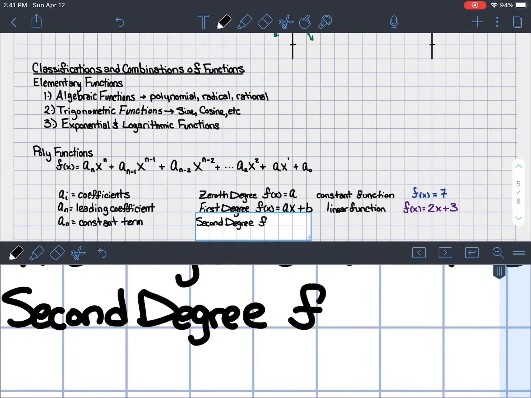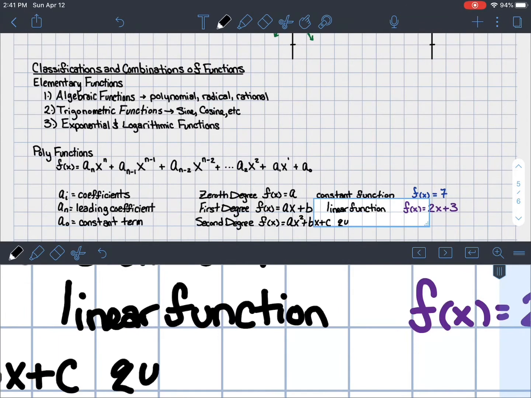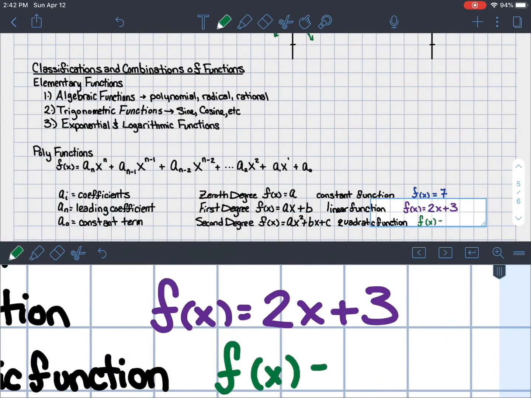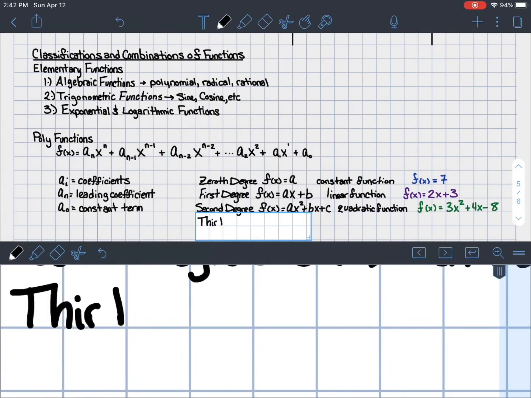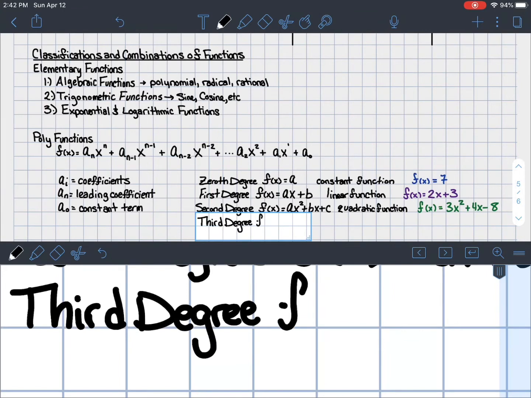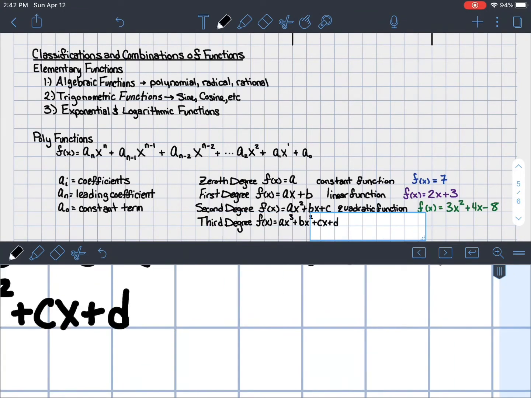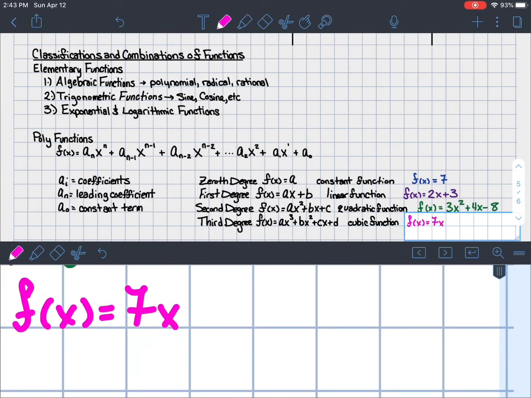To the 2nd degree will look something like this: ax squared plus bx plus c. That's a quadratic function. Here's an example of what it could look like. And finally, the last major one we focus on is the 3rd degree. That's going to be a cubic function. It'll be of this form, and I'll provide an example here as well of what that might look like.